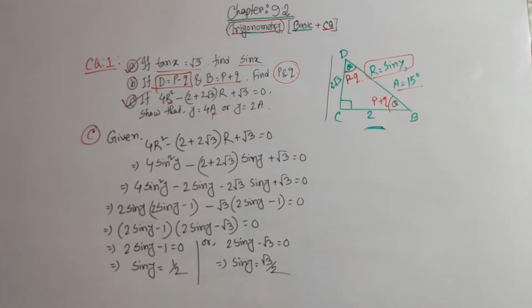Okay, so if we go for this, what can we write from here? We can write it this way. Okay, we move on to this part.